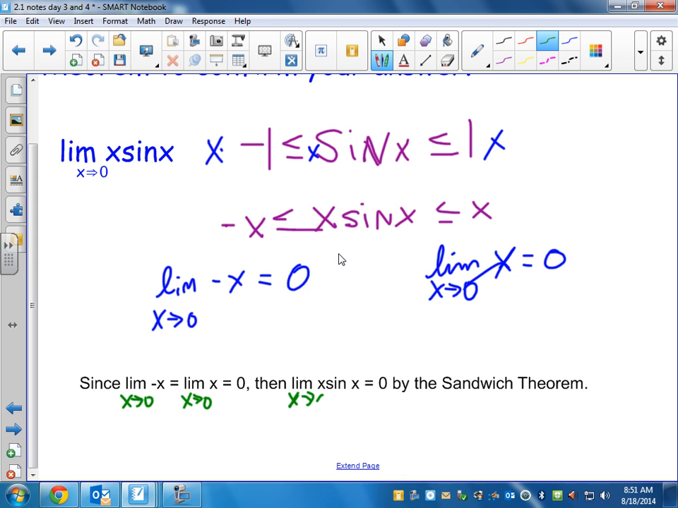And the great thing for us, it always works. Like Colin said, what happens if they don't equal the same thing? Well, then you couldn't use the sandwich theorem, so they're not going to give you a problem that doesn't work. Does that make sense? Okay.